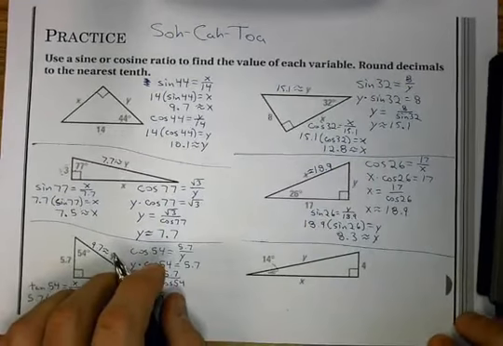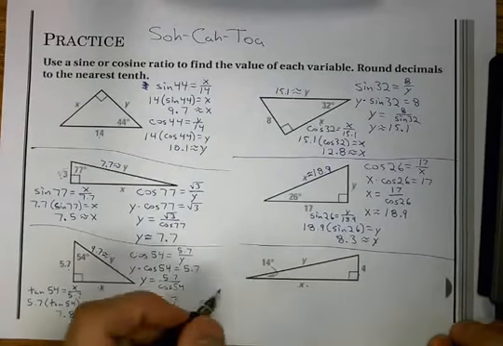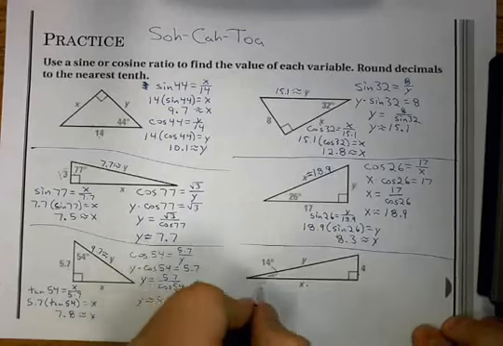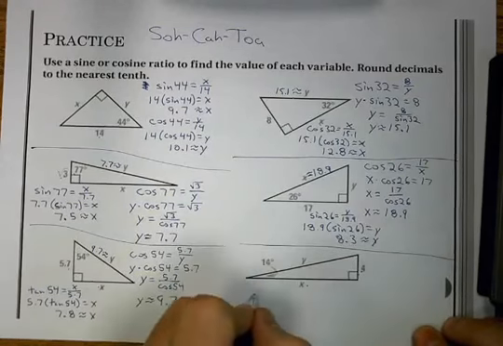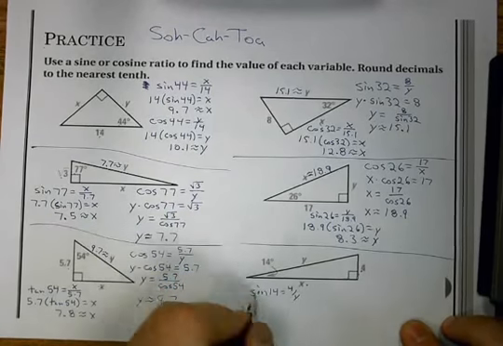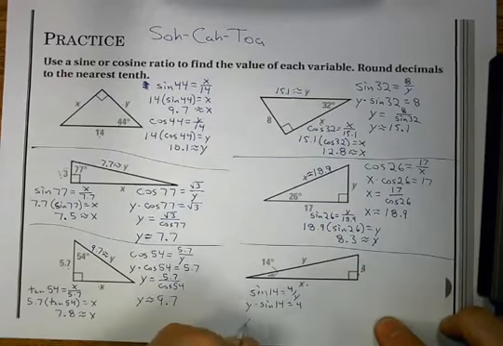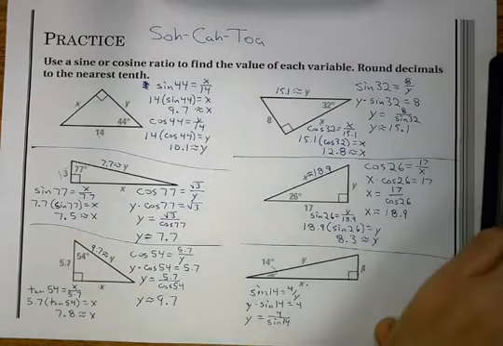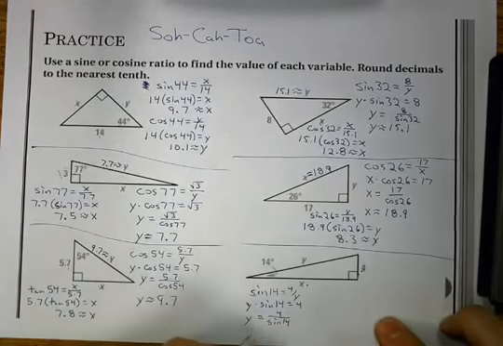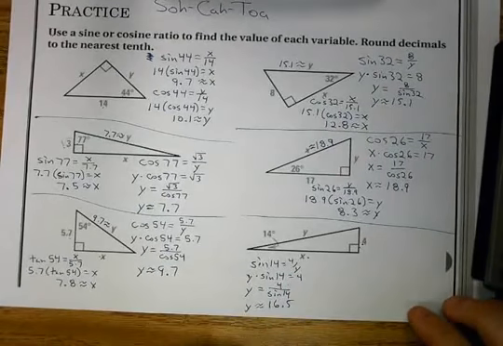Last one, I have 14 degrees. 4 is my opposite, x is my adjacent, y is my hypotenuse. So let's start with opposite and hypotenuse. So sine of 14 equals 4 over y. That becomes y times sine of 14 equals 4, or y equals 4 over sine of 14, which comes out to be about 16.5. And I hope you can see that there. Let's move it up a little bit. 16.5.